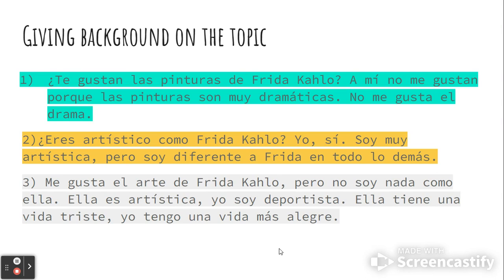Me gusta el arte de Frida Kahlo, pero no soy nada como ella. Ella es artística, yo soy deportista. Ella tiene una vida triste, yo tengo una vida más alegre. So this one has a bunch of comparisons in it, and it sets you up to be able to talk about how your life is different from hers. Now, of course, you can say how similar you are to her as well. Many students are going to have darker eyes and darker hair. You could talk about how that's similar, but everything else is different. These are just some different ideas.